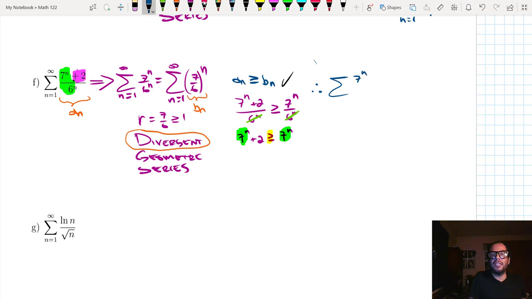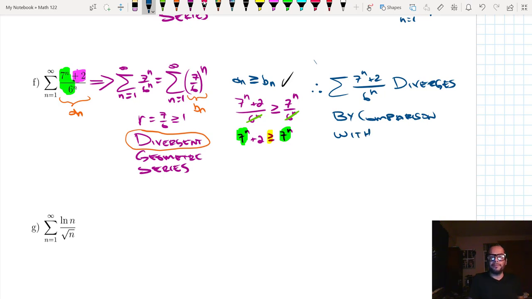Sigma of 7 to the n plus 2 over 6 to the n diverges by comparison with sigma of 7 to the n over 6 to the n, n equals 1 to infinity.